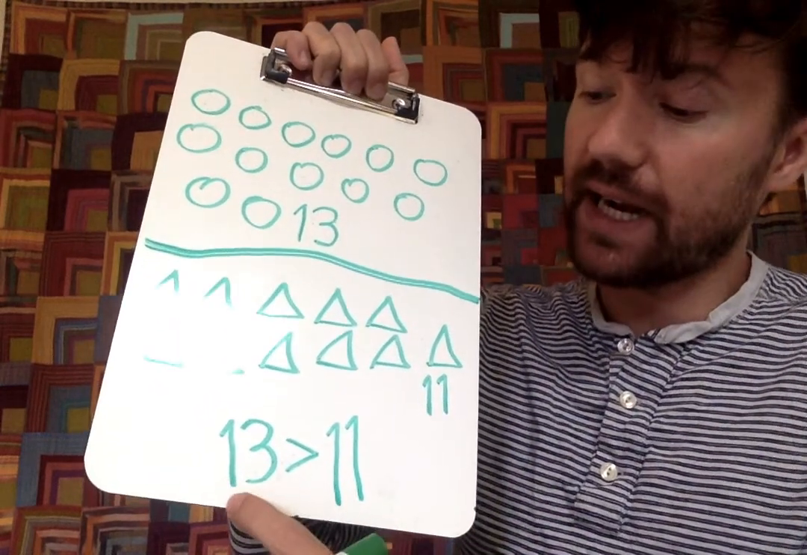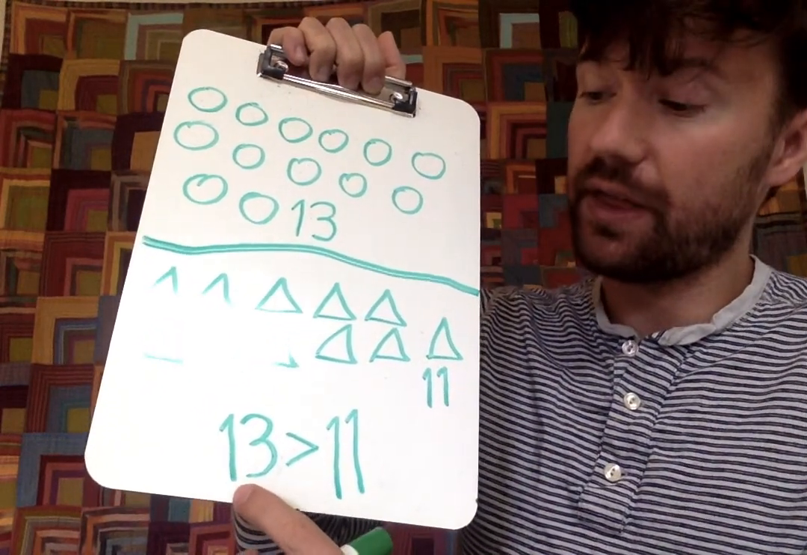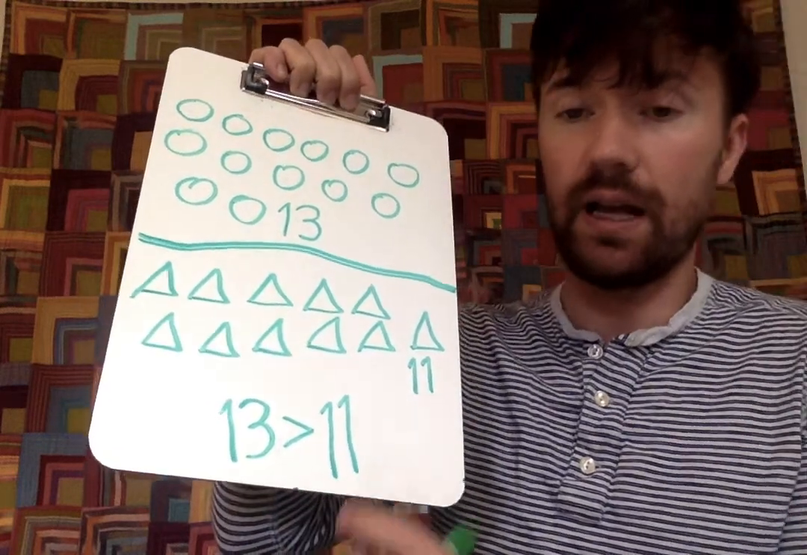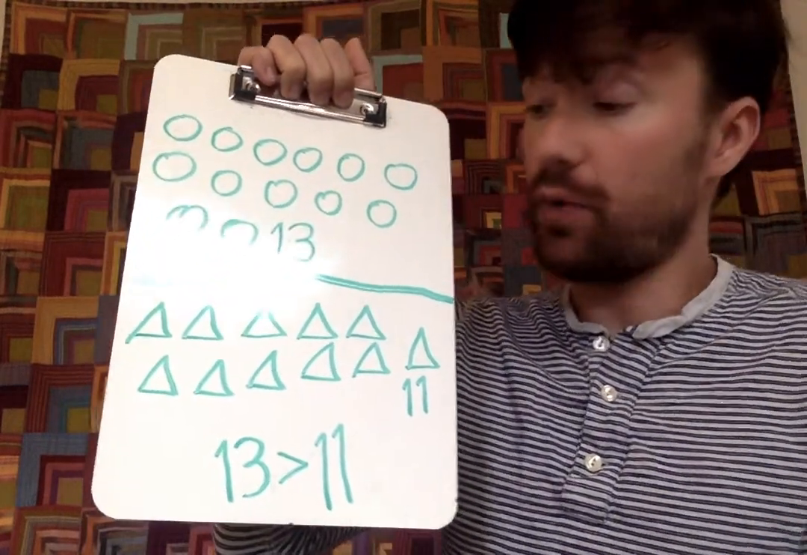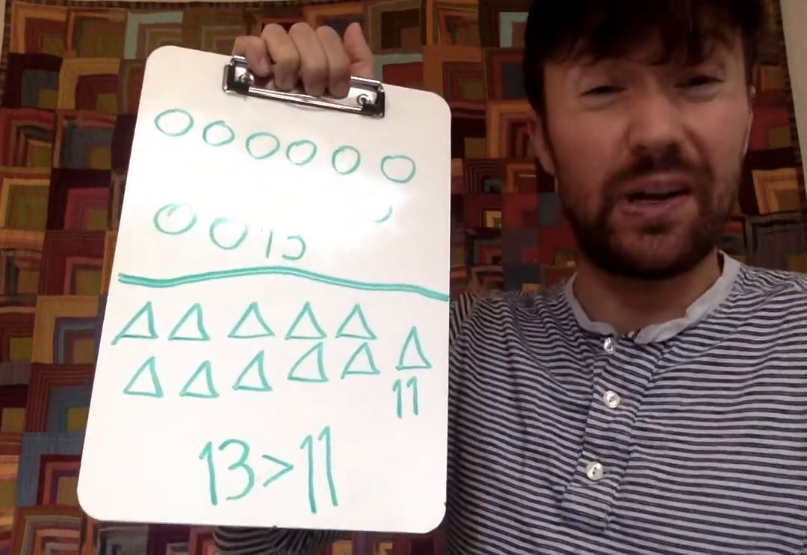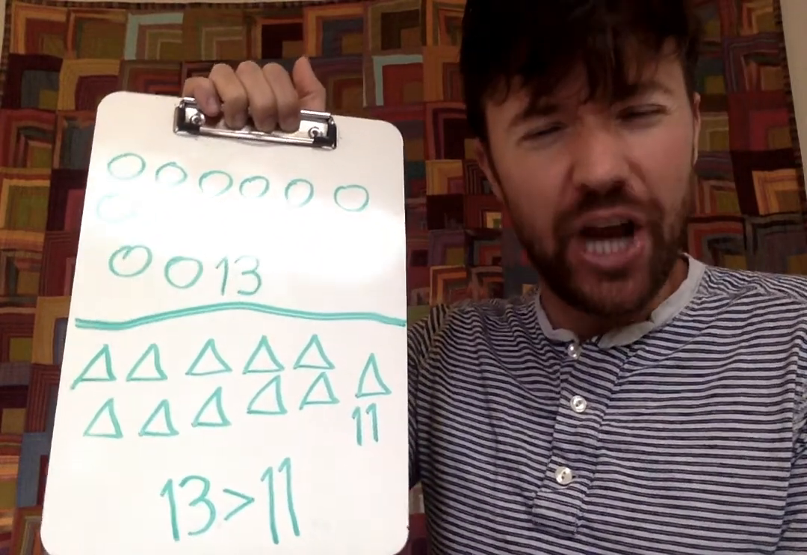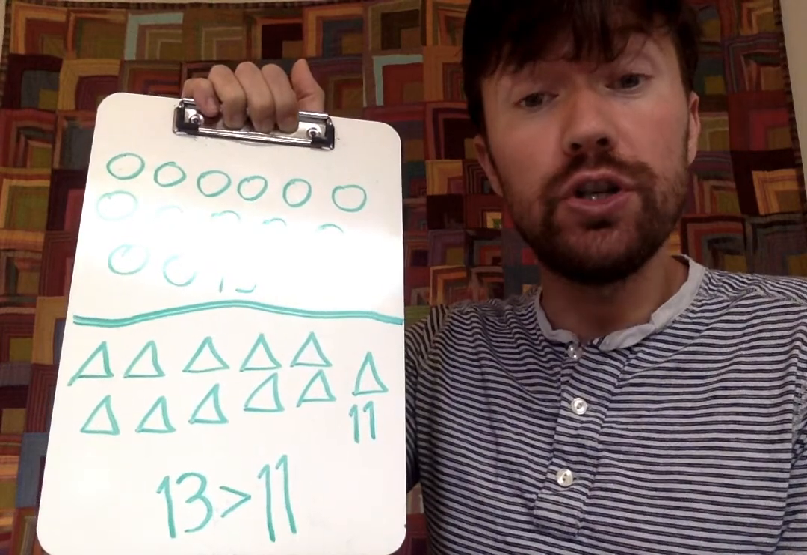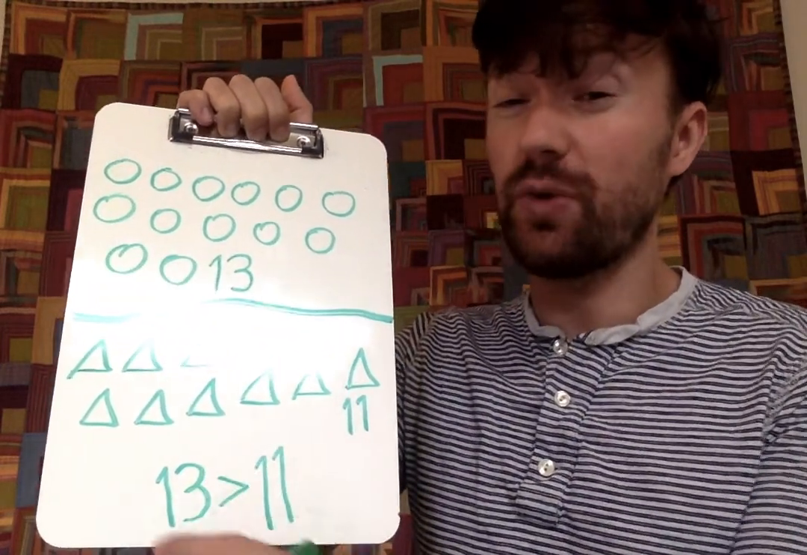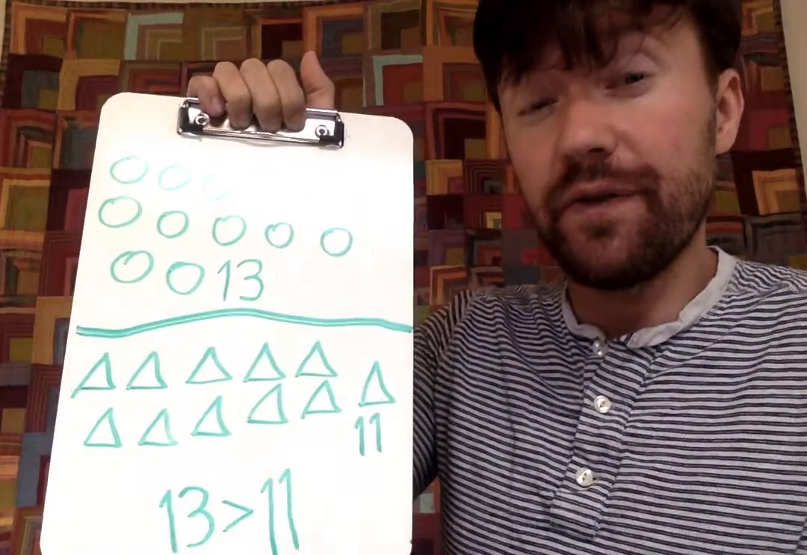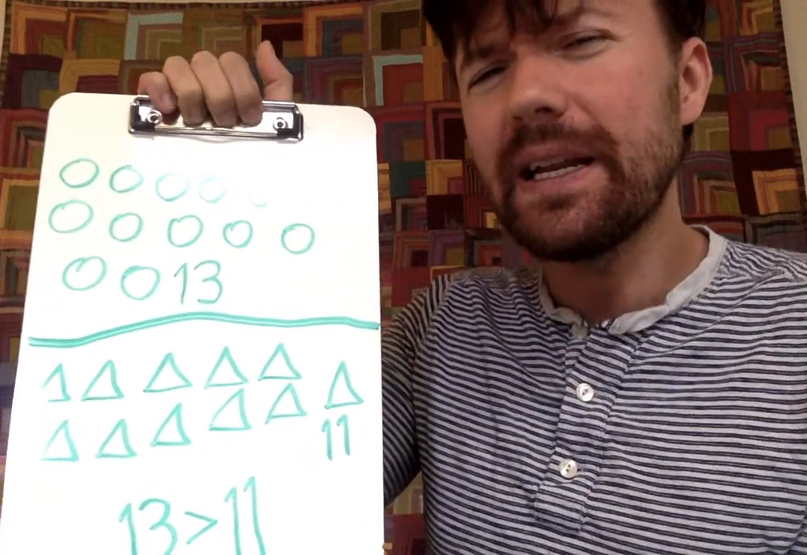So if I have it like this, I can read it as, ready, set, read, 13 is greater than 11. And now I know that I can make more circles than triangles in 10 seconds, and I've collected data to prove it. Now, if you wanted to challenge yourself, one thing you could do was also figure out, once you have your greater quantity, you could do math to figure out how many more it is.